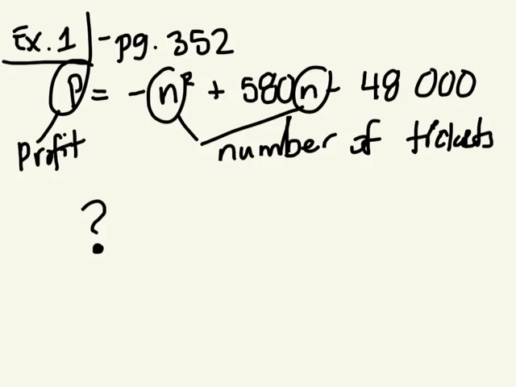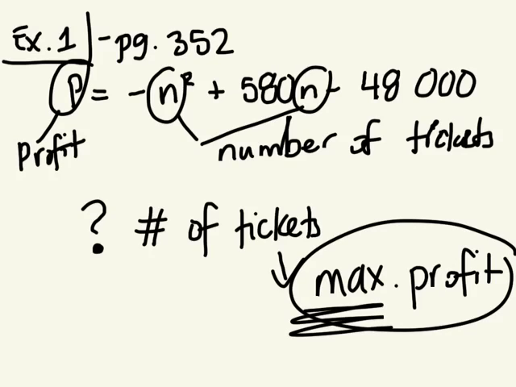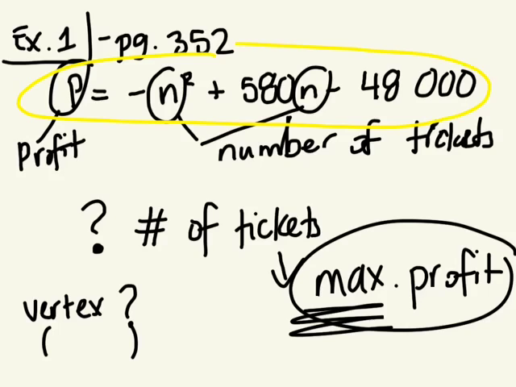First, we want to find the number of tickets they must sell in order to have the maximum profit. So if you're asked to find a maximum value, where will that be located if you were to graph this? Right, at the vertex. We need to know what the vertex is. Well, the equation is given in what form? Good. It's given in standard form.